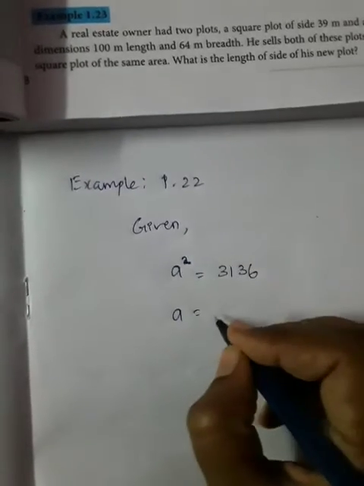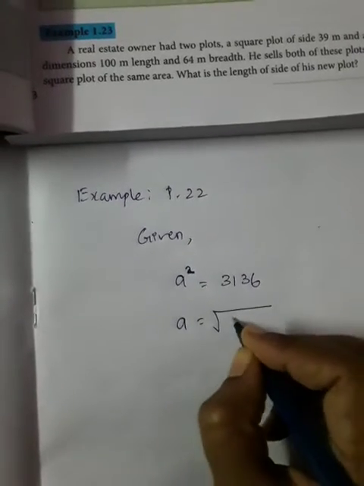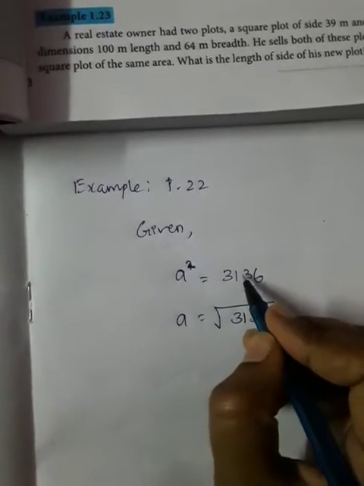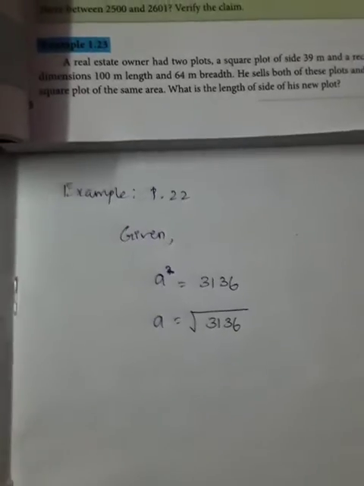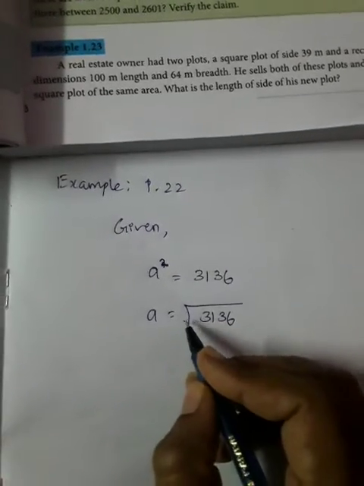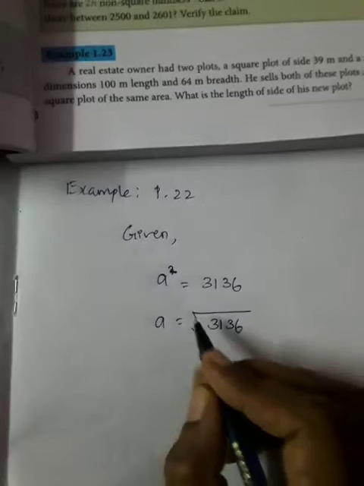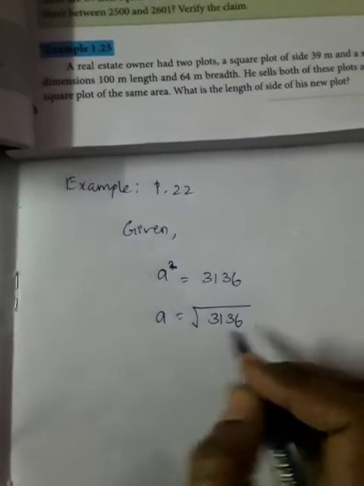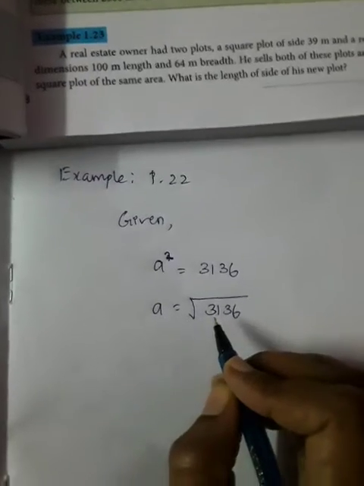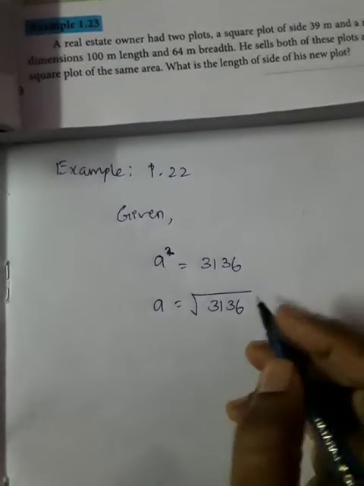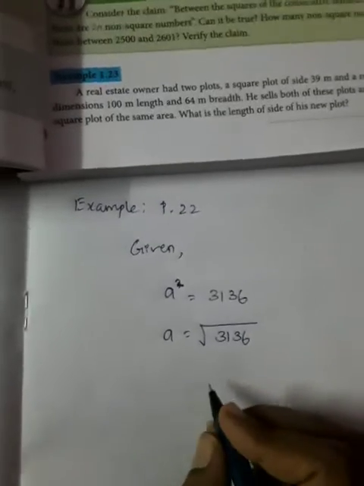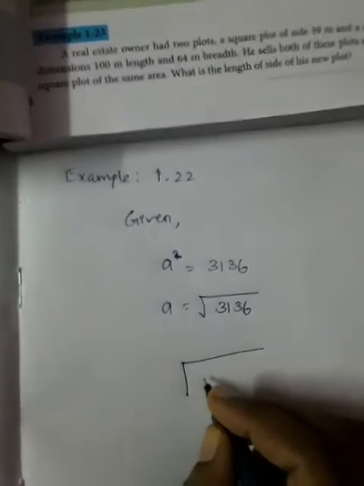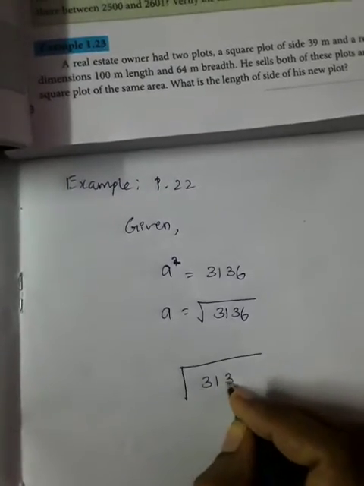If you are transposing a square to the opposite side, it changes to a square root. So we should find the square root of 3136. So side a is equal to the square root of 3136. I will show how to find the square root of this given number. First you just put a square root sign like this, 3136.